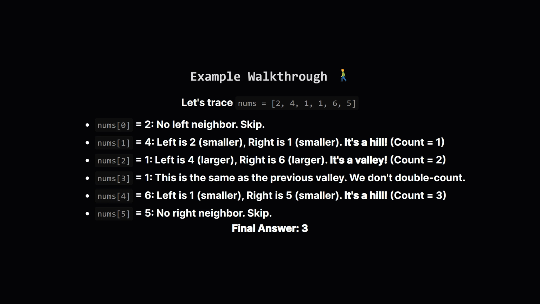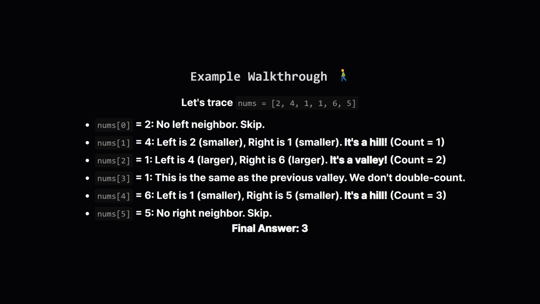Let's walk through an example to make this concrete. Our list of numbers is 2, 4, 1, 1, 6, 5. The first number, 2, is out. It has no left neighbor. Next is 4. Its left neighbor is 2, which is smaller. Its right neighbor is 1, which is also smaller. Perfect. That's a hill. Our count is now 1.